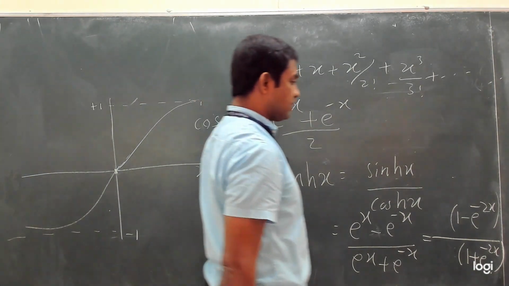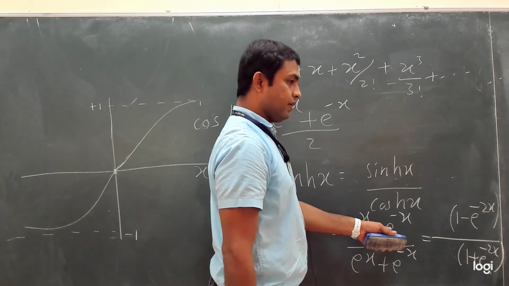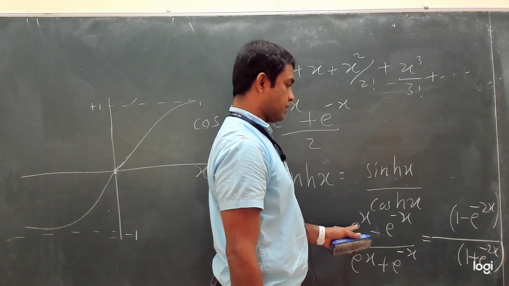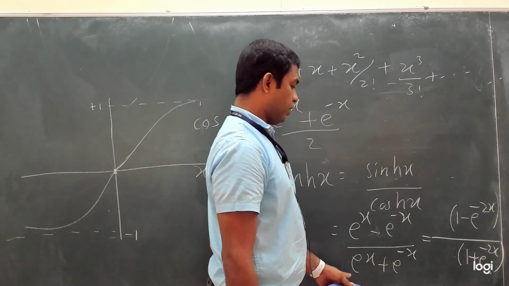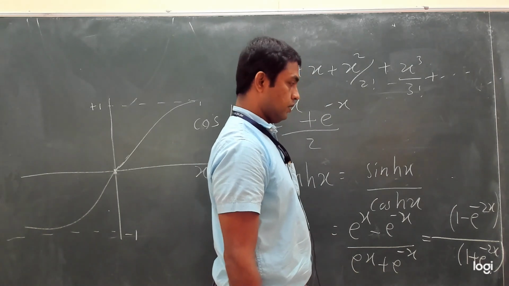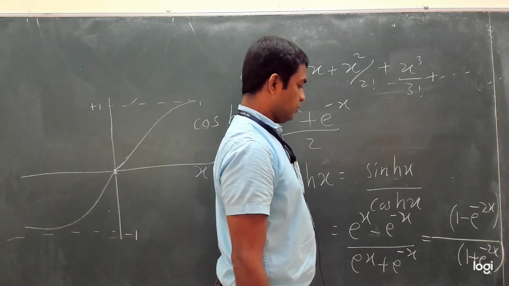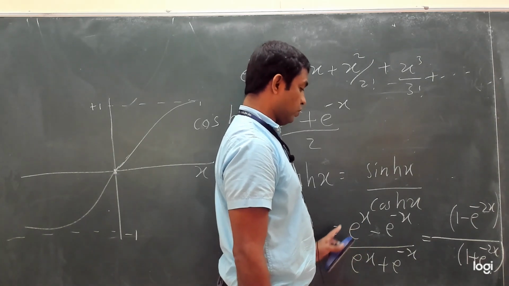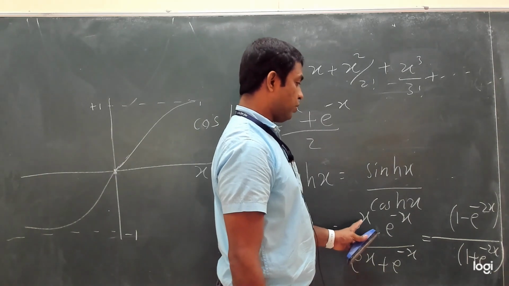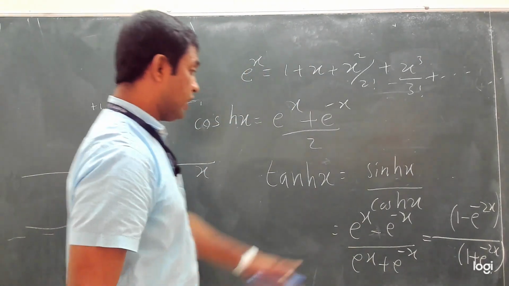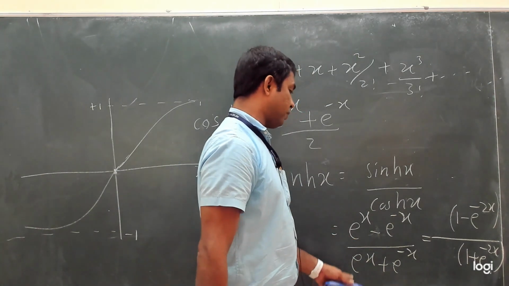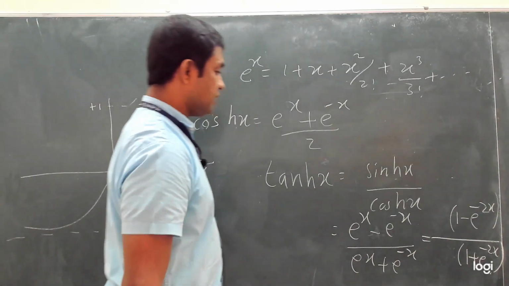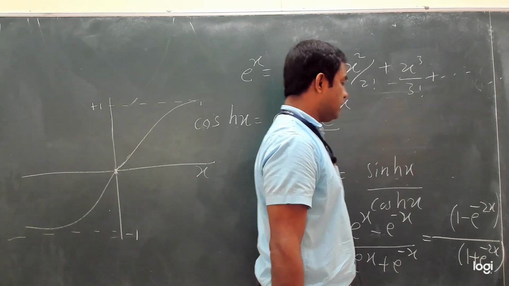And when you want to do x tends to minus infinity, what you should do? You take e power minus x outside. So, in that case, you would get (e power 2x minus 1) by (e power 2x plus 1). Okay. So, what you get is e power 2x when x tends to minus infinity, because you have taken e power minus x outside. So, e power minus x will cancel out, and e power 2x will go to 0 when x tends to minus infinity. So, you get minus 1 by plus 1, you get minus 1.